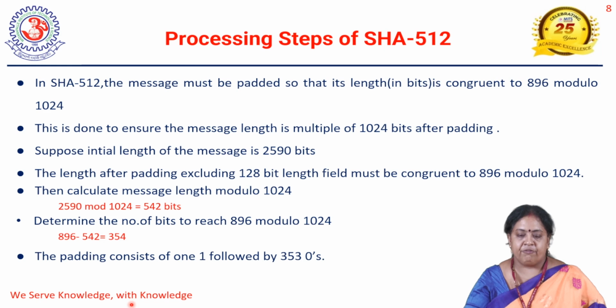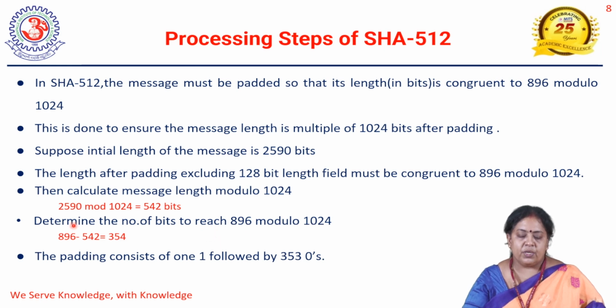That is the main funda we are going to use. We have to make the message length a multiple of 1024. Why? Because the algorithm is going to process the message in the form of 1024 bit blocks. So the message should be divided into blocks of equal size, and what is the size? 1024. So the message length should be a multiple of 1024. For that purpose, we have to perform padding.